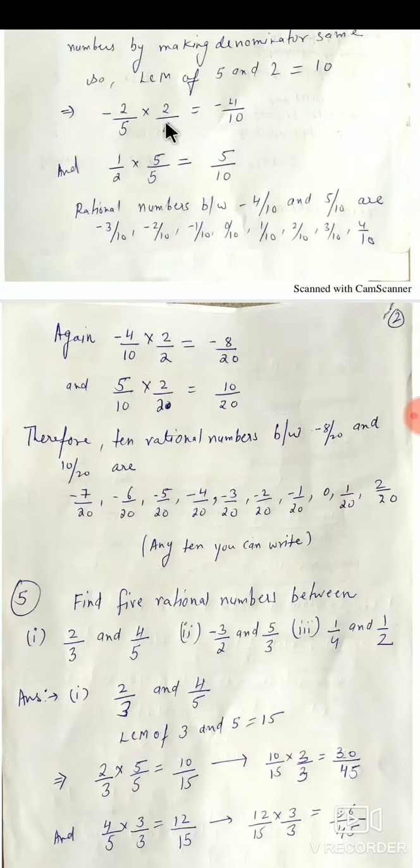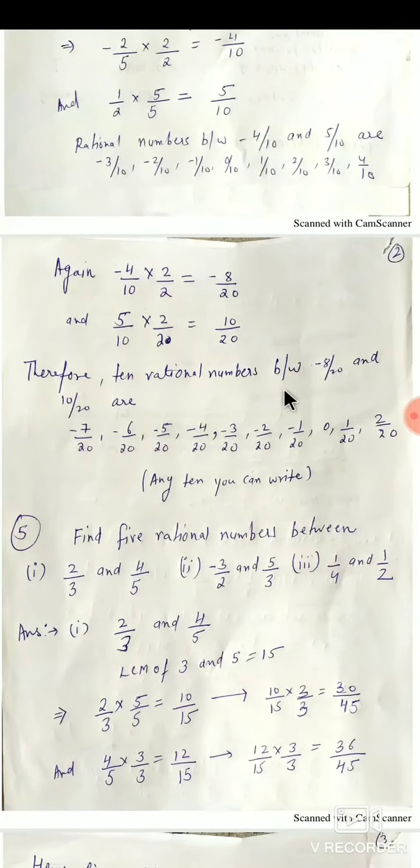So in the beginning, we can multiply by 4. This is just to show you that this is not coming. Otherwise, in the very beginning step, you can multiply by observing whether it will come or not. So again I have to multiply by 2. It is coming minus 8 by 20. And the same for the other number, it will come 10 by 20. Now I can see, can I write down the 10 rational numbers? Yes, I can write down the 10 rational numbers between the given two rational numbers.